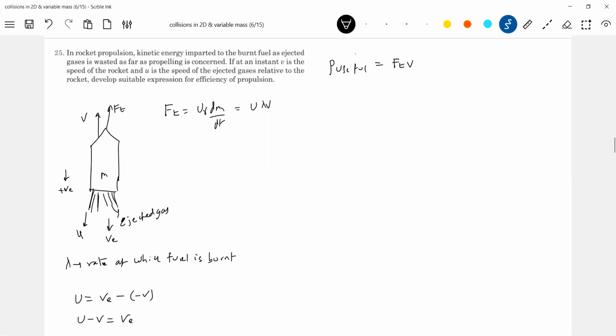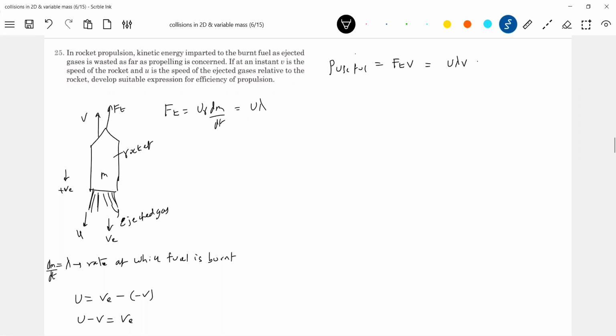Now come for this one. What is useful power? This should be equal to U lambda V. This dm by dt is the rate at which fuel is burnt. So this dm by dt you can also write as lambda. So U lambda is what? This one. So what is the useful power? U lambda into V. Because this will impart momentum for the rocket.